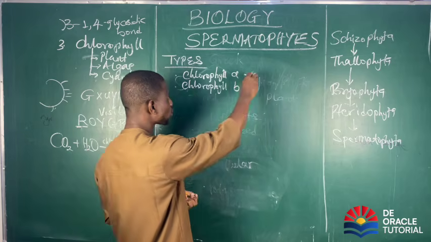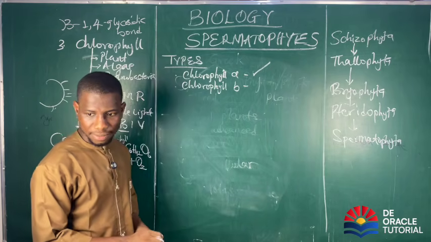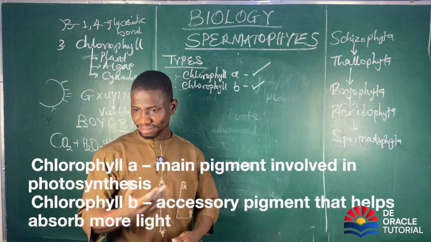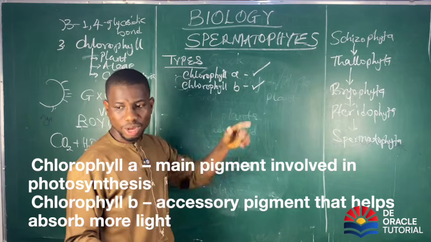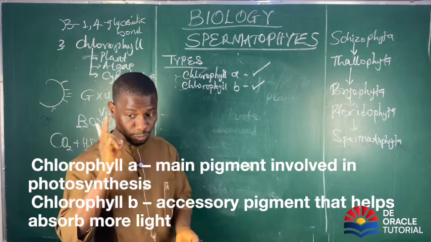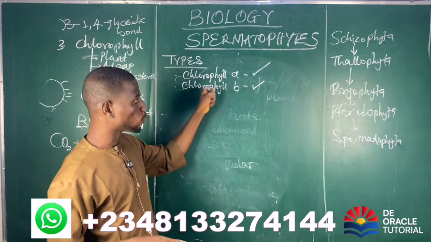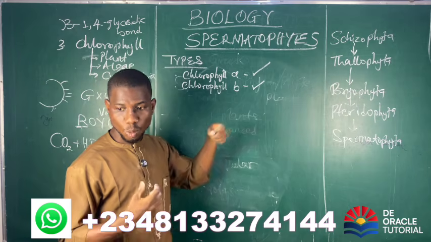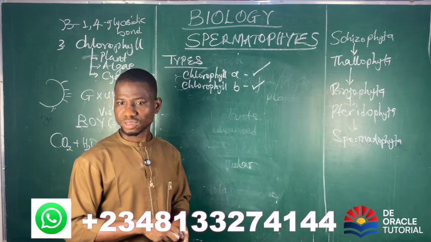Chlorophyll A is the main pigment for photosynthesis. Chlorophyll B is the other pigment that helps to absorb light. What are the two types of chlorophyll we have? Chlorophyll A and chlorophyll B. Which one is the main pigment? Chlorophyll A. And what is its work? It absorbs the light energy and drives photosynthesis. Does that make sense to you?